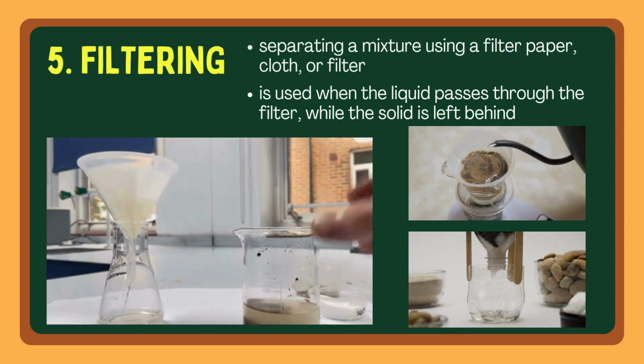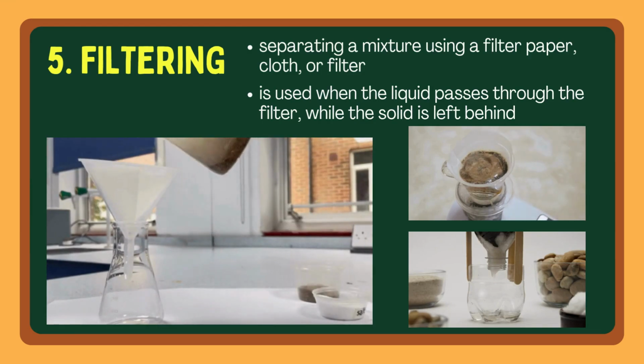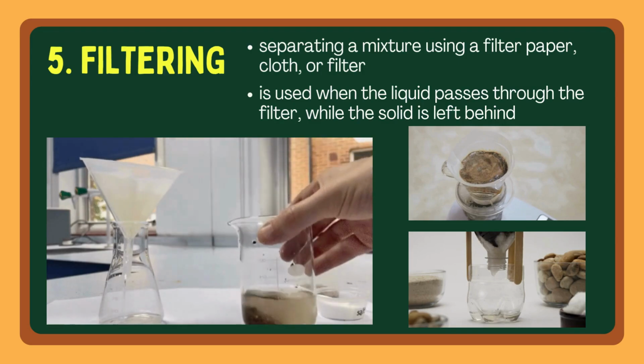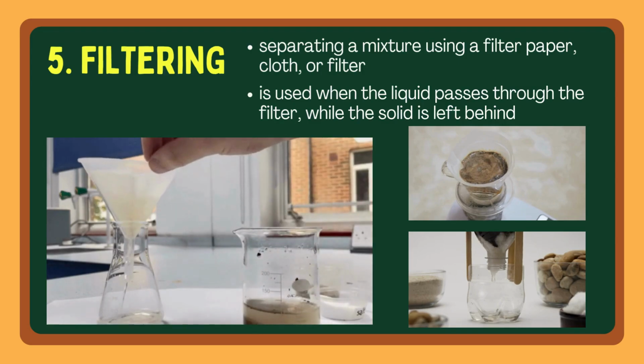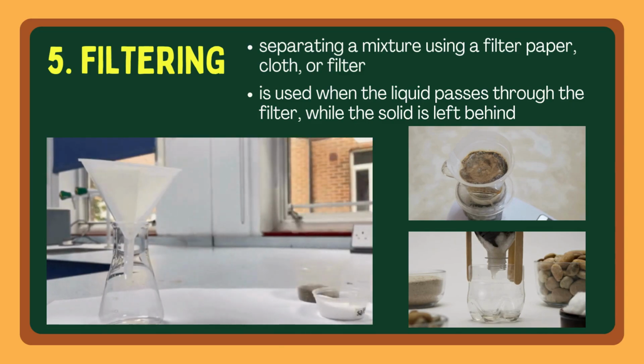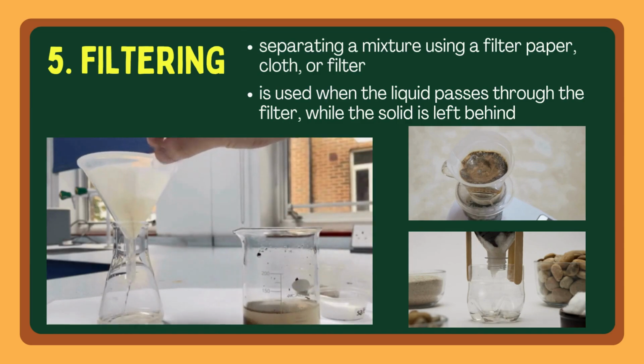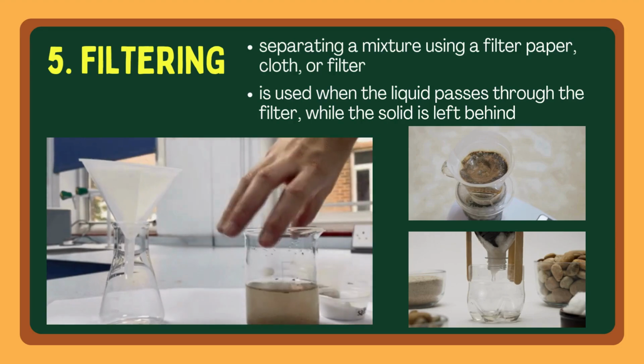A filter, such as filter paper or a clean cloth, has tiny holes that allow water to pass through while trapping the mud or soil. It is used when the liquid passes through the filter, while the solid is left behind. Examples are brewing coffee and DIY water filtration using cloth and layers of pebbles and sand.